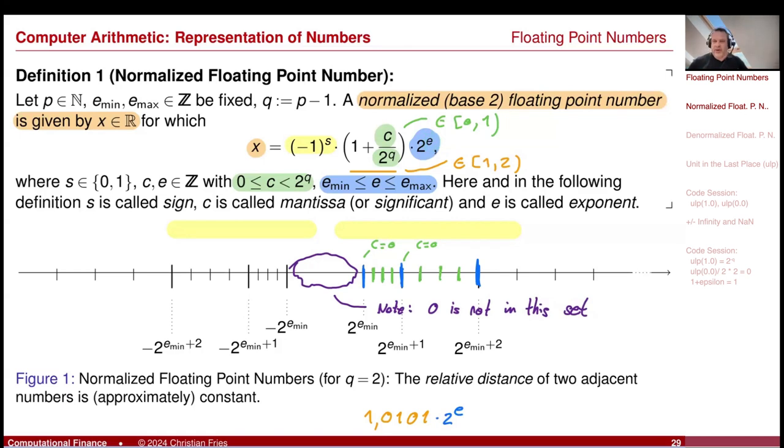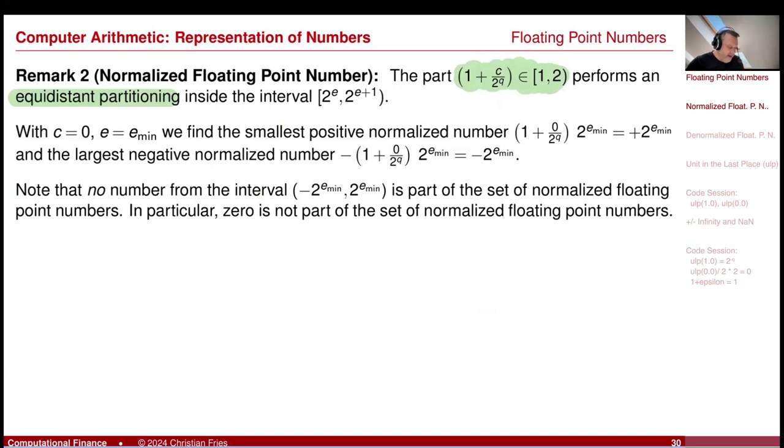This means that it's the same as if c switches back to 0 and the exponent increases by 1. So adding a 1 to the c always gives you the next floating point number, also for the case where c is hitting the bound, because then you can reset the c to 0 and increase the exponent. So in other words, the distance from there to there is also 1 divided by 2 to the power of q times 2 to the power of e. So I have an equidistant partitioning of this interval.